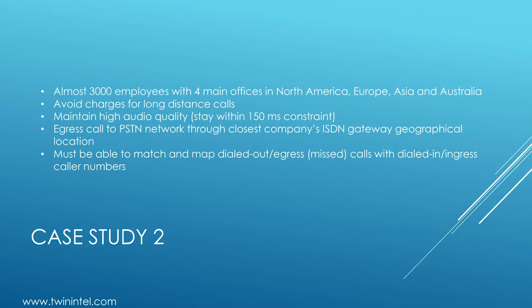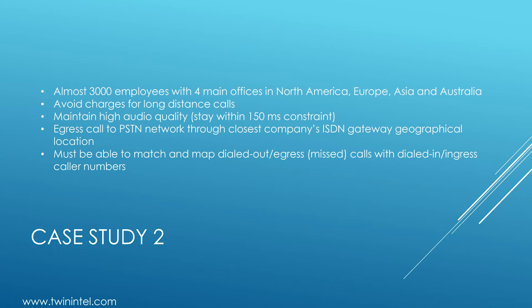The second case is less common, but we had an enterprise-size company. They had main offices in North America, Europe, Asia, and Australia, and there were almost 3,000 employees. The IP system works fine, the call routing within the IP works fine. They have no issue there, but they make some PSTN calls or 4G calls.